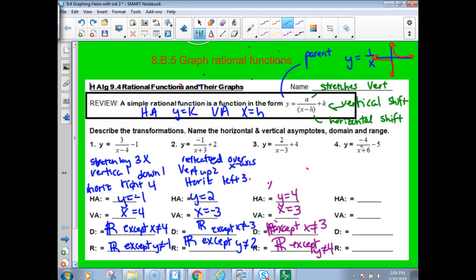But this graph would not be in quadrants 1 and 3. It would be flopped, sort of shifted around that way. And then it would be shifted to the left 5, so left 6. So the horizontal asymptote is y equals -5, and the vertical asymptote, x equals -6. All reals except x can't equal -6, and this would be all reals except y can't equal -5. If I can find where to write the negative sign.